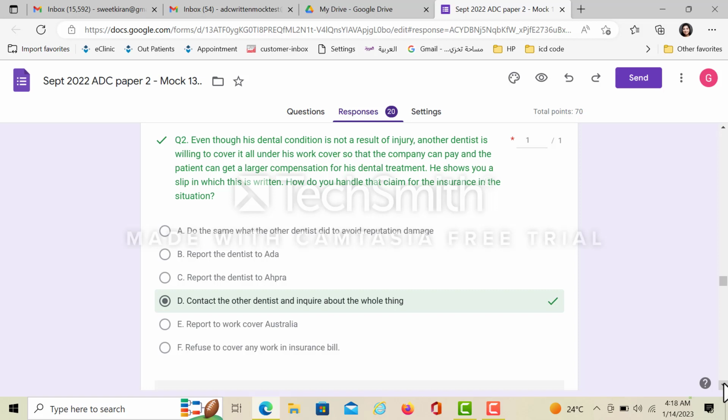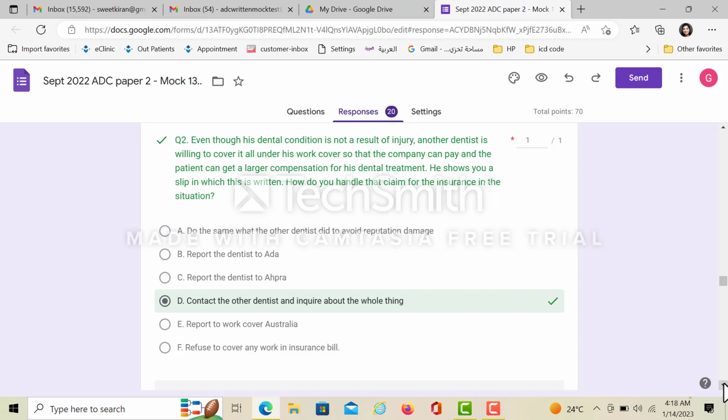If this option is not given that you can contact the other dentist, then you should tell the patient that you cannot cover this work in the claim. The option F becomes the right answer in that scenario if option D is not given. Okay, you can definitely not do option A, that is, do the same thing the other dentist did to avoid reputation damage. What reputation damage? Doing an unethical thing is reputation damage, but if you are choosing not to do an unethical thing, it's not a reputation damage. So option A you will not do, B, C, and E also you will not do.